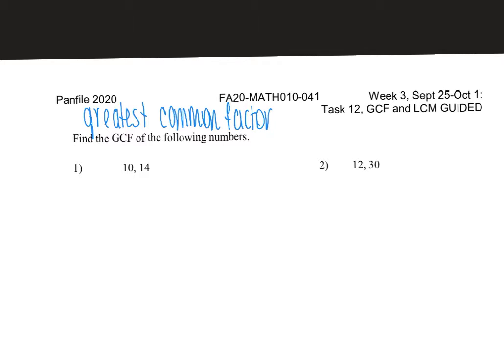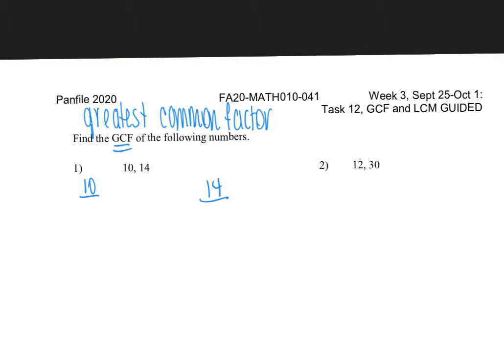And really we're looking off of, if you can find the factors, then you're going to be able to find the GCF, the greatest common factor. So we're going to find the factors for 10 and we're going to find the factors for 14. I'm going to move quick through finding the factors because that is from an earlier video.